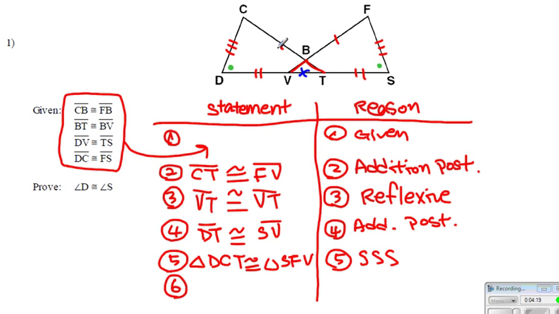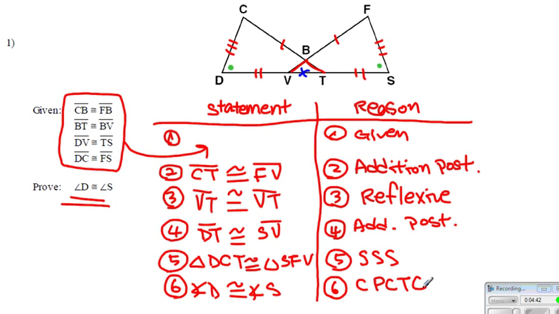Since these 2 triangles are congruent, you will realize that each corresponding part must be equal to each other, one of them being angle D and angle S. So angle D must be congruent to angle S. And the reasoning which we can write will be CPCTC, meaning corresponding parts in congruent triangles are congruent. Once again, corresponding parts in congruent triangles are congruent. That's basically what we're talking about here. Alright, let us look at number 2 together.